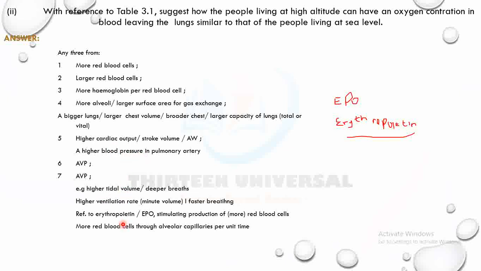All right, so all of this, you can see, refers to erythropoietin stimulating production of more red blood cells. More red blood cells through alveoli capillaries per unit time. So this is why they have the same oxygen concentration. Memorize it, guys. All right.